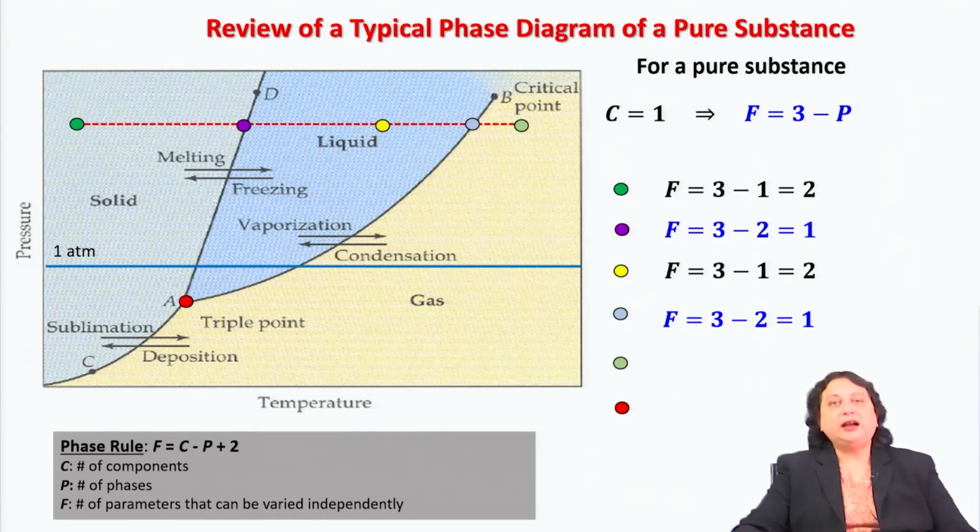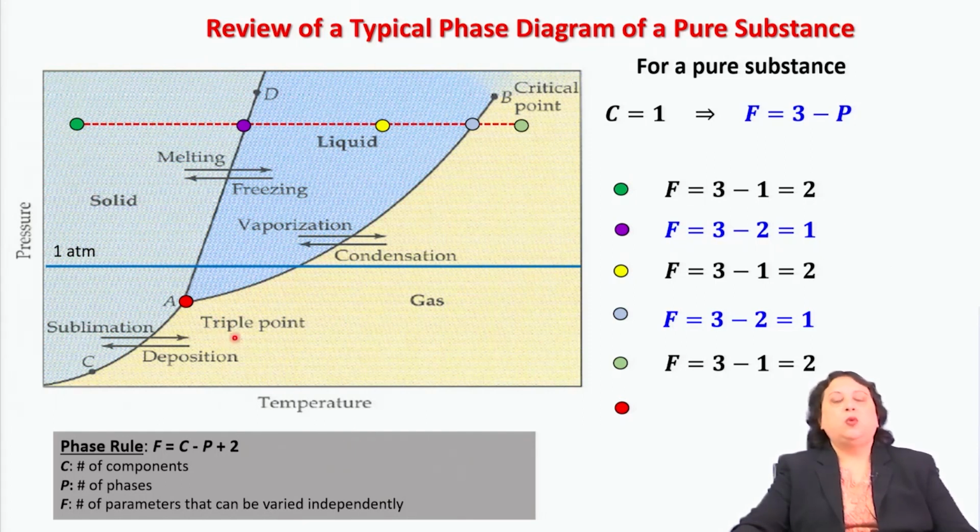Similarly, if you look at this particular green point in the solid phase, once again following the same logic, we will have F equal to 2, and therefore, independent of which temperature and pressure you are using in this range, you will always have a stable solid phase.